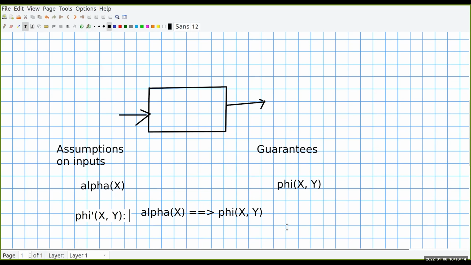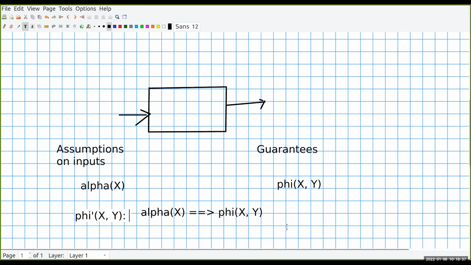Does this make sense? Saurabh? Yes, sir, it makes sense. Yeah. Rohan, you wanted to ask something? Sir, I wanted to ask that the formula is like alpha x implies phi x comma y, right? Yeah.